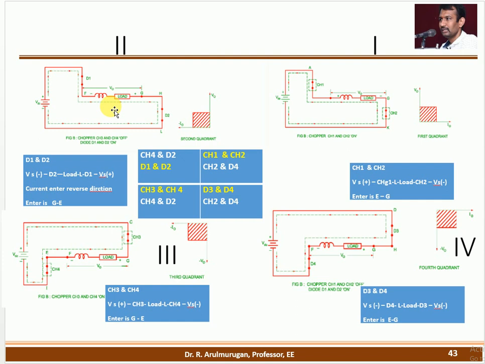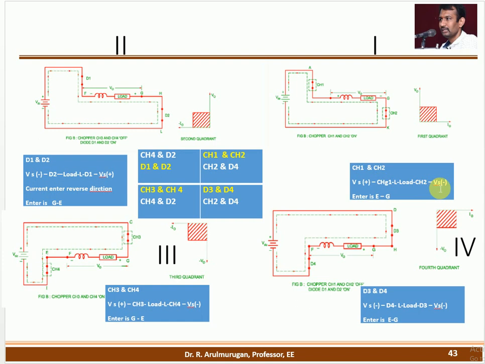Both are the braking, regenerative braking, inversions, or that one you can say. Okay, so load to the source, arrow mark from the load to the source. Okay, so like you have about the 4 quadrant. Write the path from that arrow mark. So source to the CH1 to the load to the CH2 to the source.